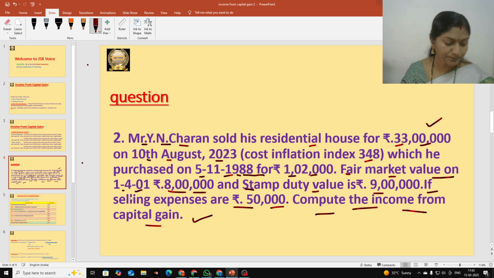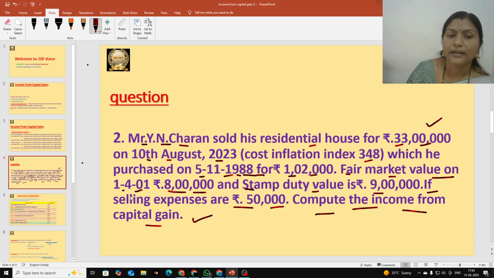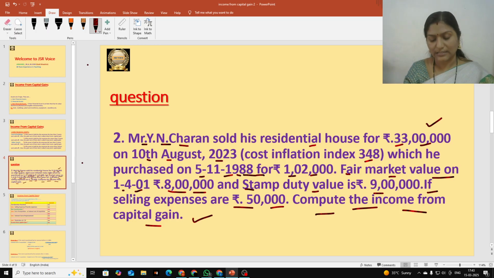This is the question. What we understood in this question is that this YN Charan is an assessee, and he sold the asset. On which date did he sell the asset? He sold that asset in the previous year, and for how many rupees? 33 lakhs. And here the purchasing price is 1,02,000, fair market value is 8 lakhs, stamp duty value is 9 lakhs, and selling expenses are 50,000. This is the information that is available here.